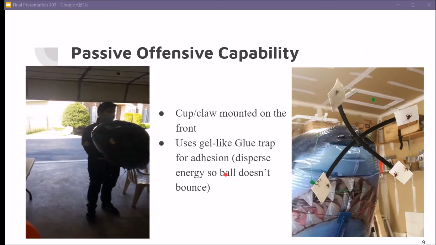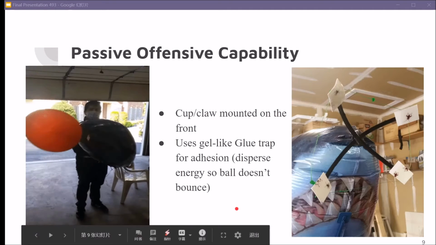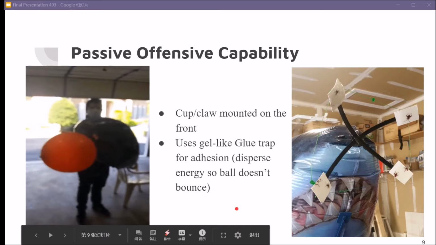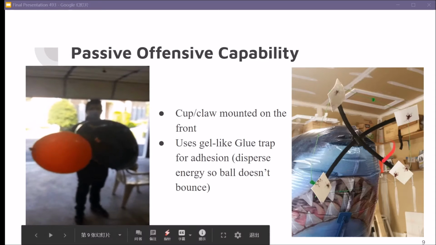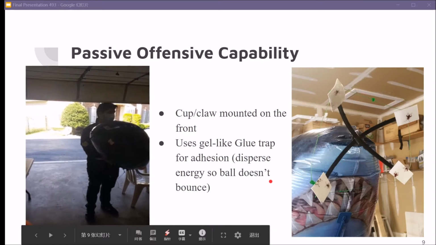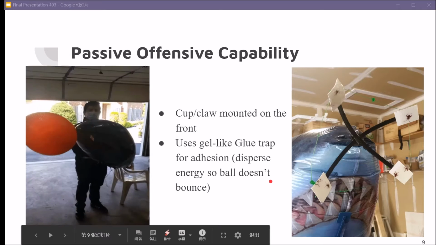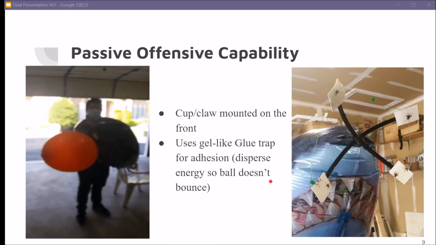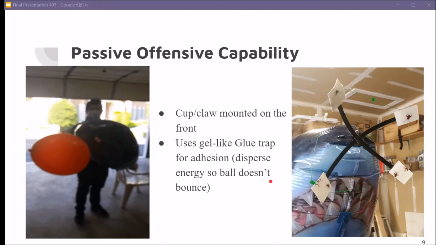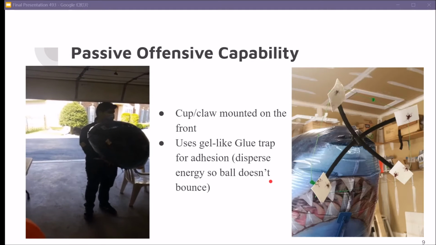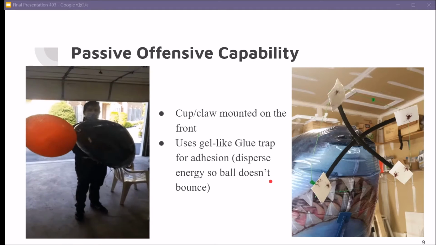For offensive capability, we have several passive and active designs. The passive design is a cup mounted on the front of the blimp with glue trap to catch the ball. In a previous blimp flying test from our group, we found the collision between offensive devices and the ball was a problem because the ball just bounced away.